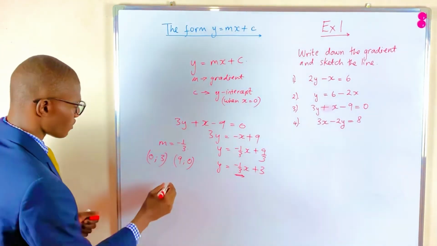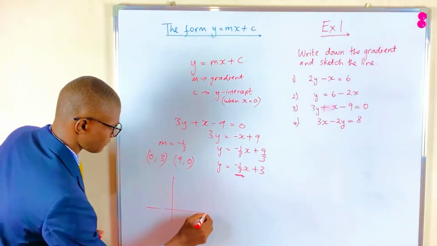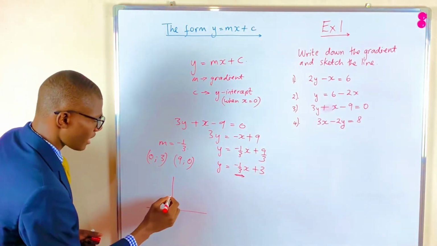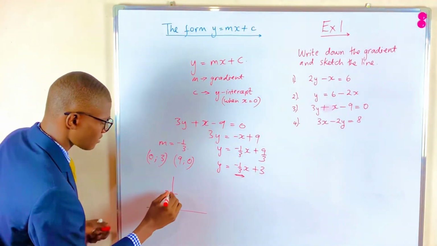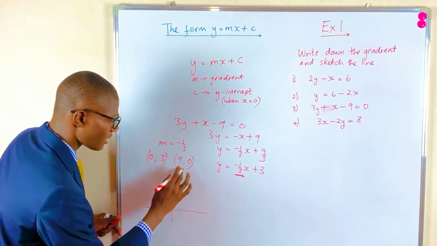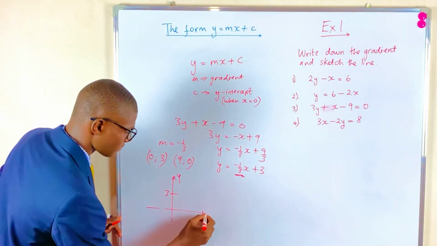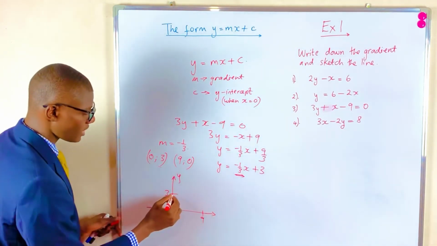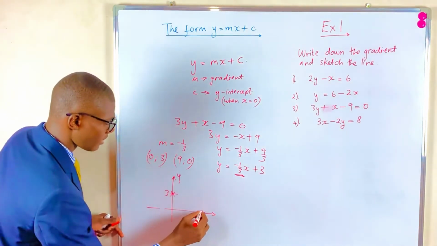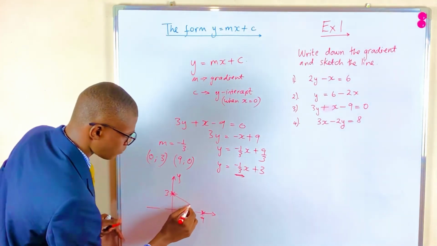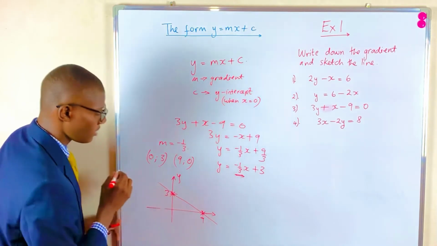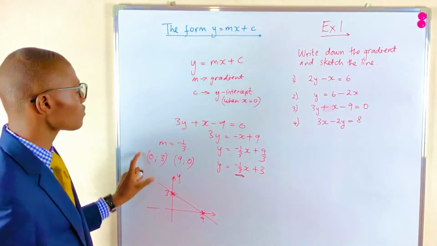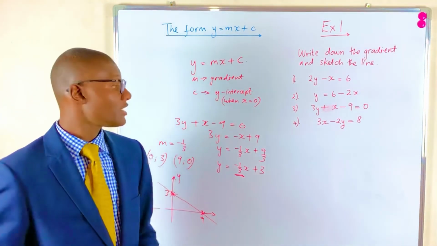Right. So coming up with the sketch, we need 3 on the y-axis. So this is the y, and then we need 9 on the x-axis, such that 0, 3 would be here, and 9, 0 will be there. Then we just join these two like that, then extended line. So this would be the sketch for this equation.